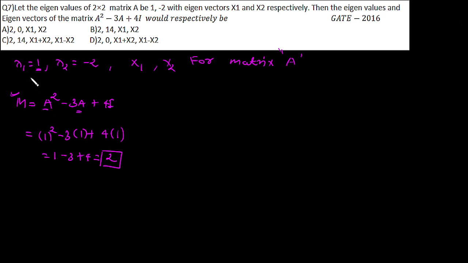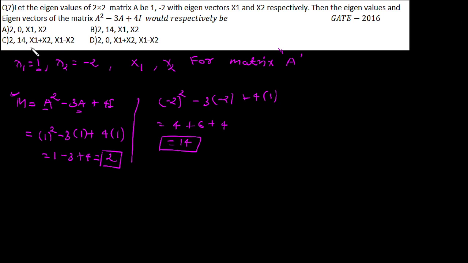Now let's do it for lambda 2, which is minus 2. Here, minus 2 square minus 3 into minus 2. Again, this identity matrix has eigenvalue 1. So here we are getting 4 plus 6 plus 4. So we are simply getting 8 plus 6, which is 14. Okay, so we have found these two eigenvalues, which are 2 and 14 for this matrix M.